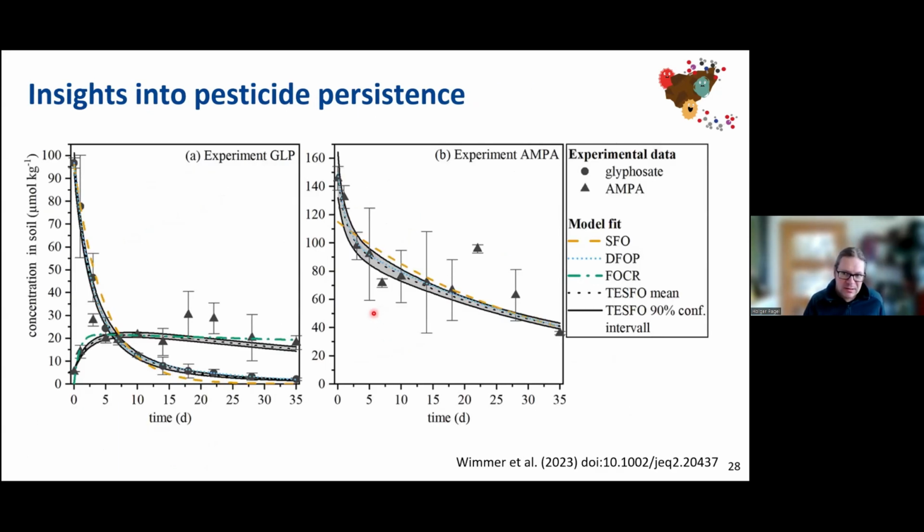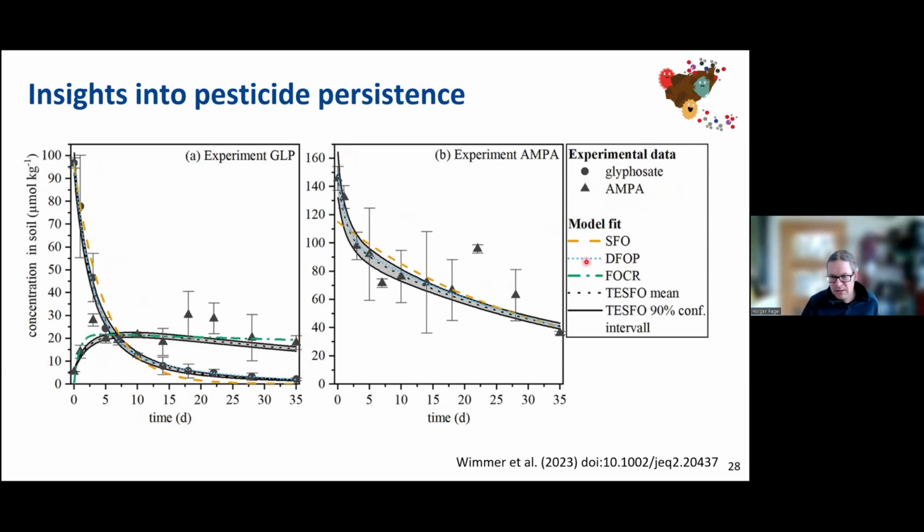Okay, we can also use models to get insights into pesticide persistence. In that case, we used a model to simulate the degradation of glyphosate, which is the most widely used pesticide worldwide, and to understand a bit better why the main metabolite of glyphosate degradation, AMPA, persists in soil. And what you can see here from the experiment with an agricultural soil degradation experiment is that the glyphosate is degraded actually quite fast, but then we have the formation of AMPA, and this persists much longer.